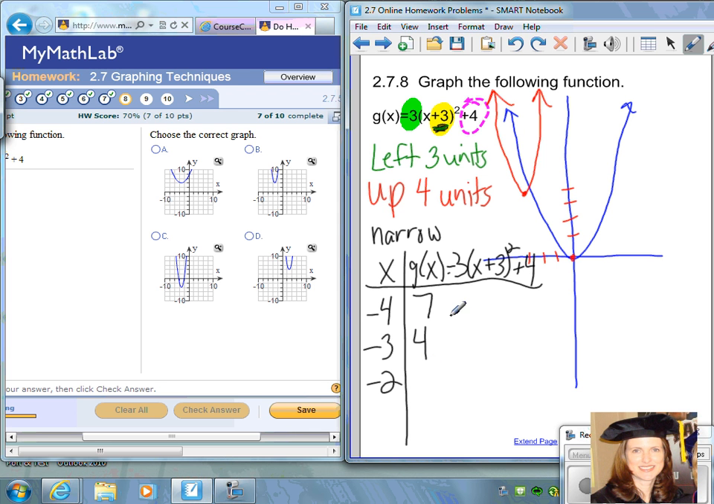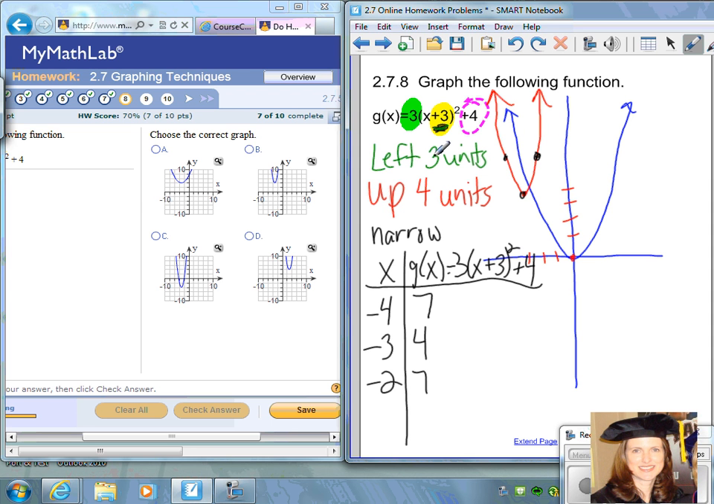And then finally plug in -2. -2 plus 3 is 1. 1 squared is 1. 1 times 3 is 3. And 3 plus 4 is 7. So this corresponds to 3 points that are on this graph. Over -4 up 7, -3, 4, and -2 up 7.